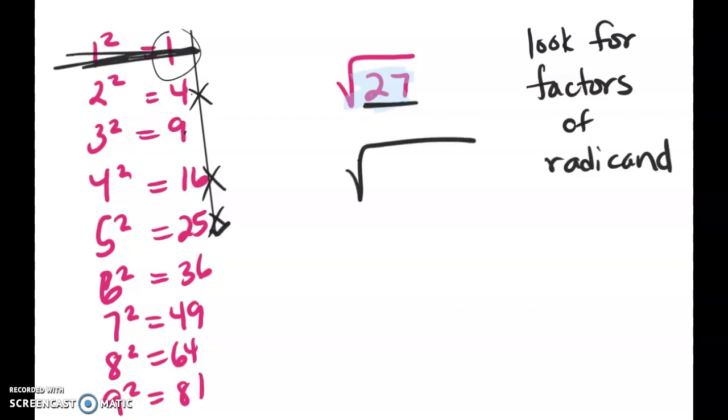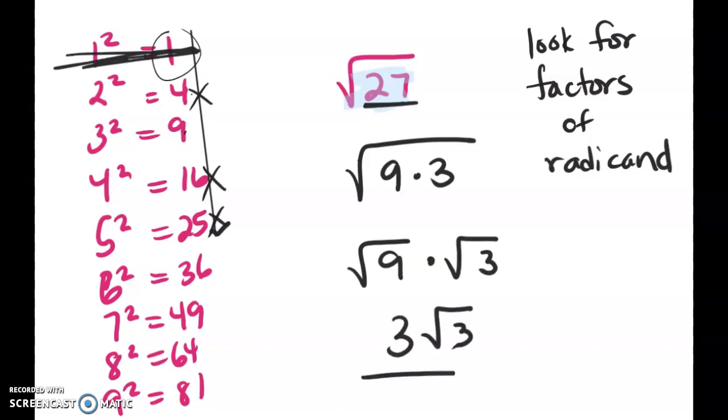So I can rewrite this as 9 times 3. 27 factors into 9 times 3. And then I can take the square root of 9 and separate it like this. The square root of 9 is 3, and this would be the simplest form. So this is another way to approach this type of problem. And we'll use this when we are doing problems where we may have to add or subtract radicals.